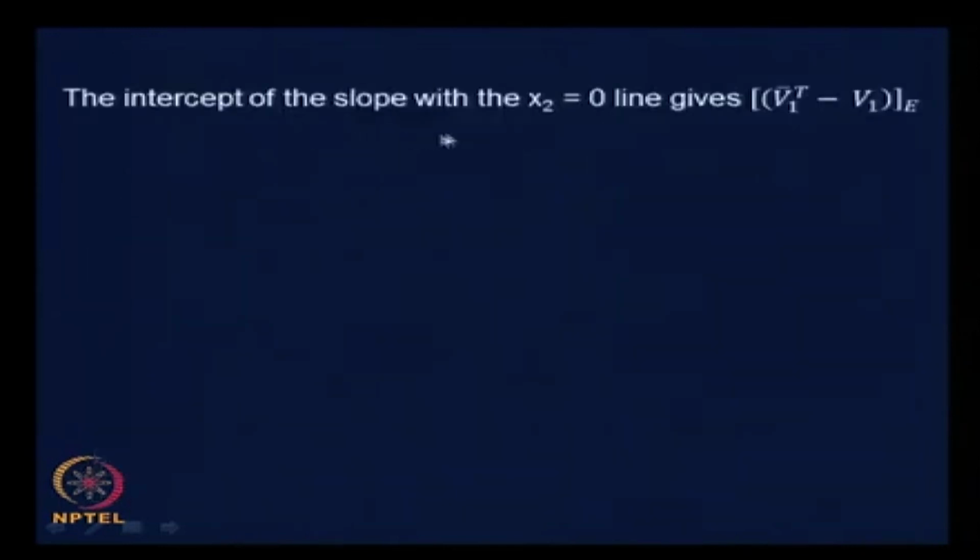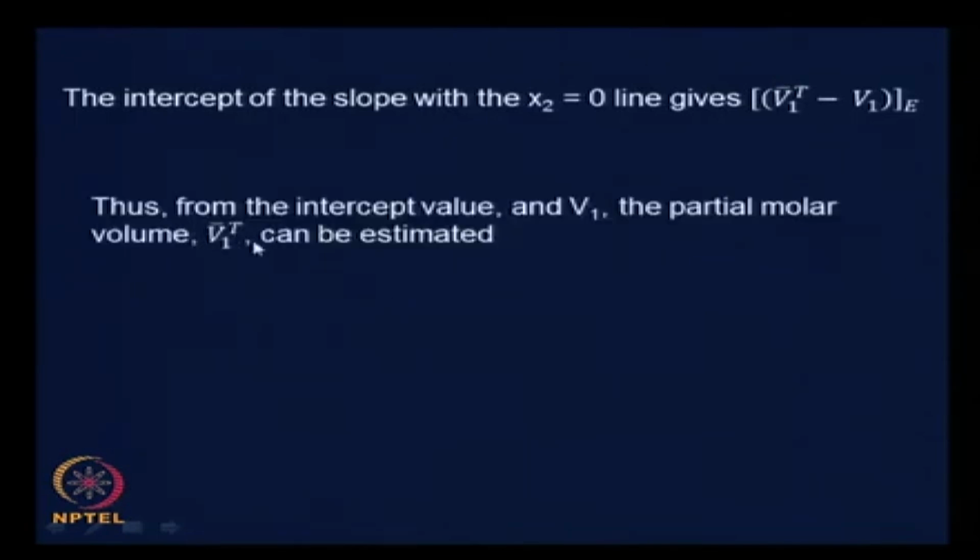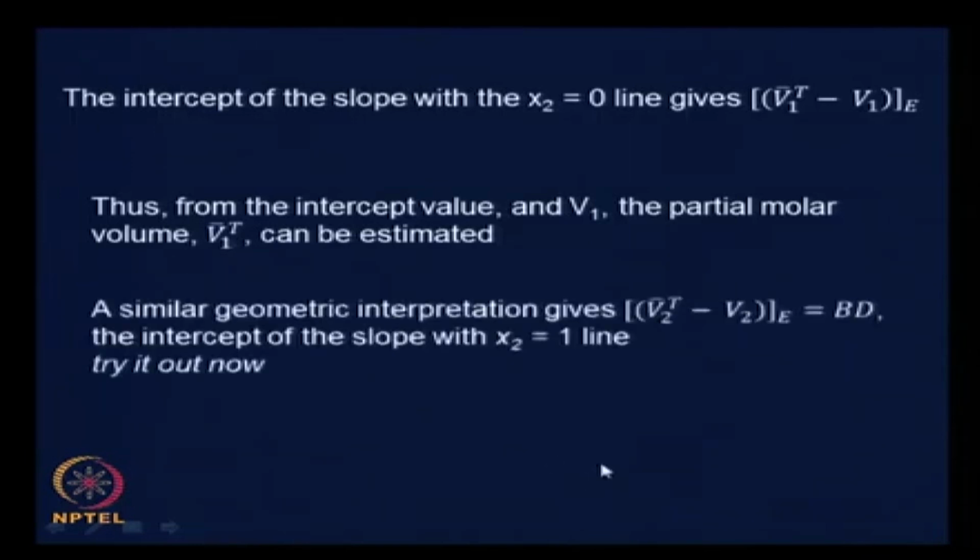Therefore, the intercept of the slope with the x2 equals 0 line, which is the y axis, gives us V1 T hash minus V1 at the point E. V1 of course is the molar volume of the pure component, that is easily known, and once you know the intercept, you could get V1 T hash. That is what is given here from the intercept value, and V1 the partial molar volume, V1 T hash can be estimated.